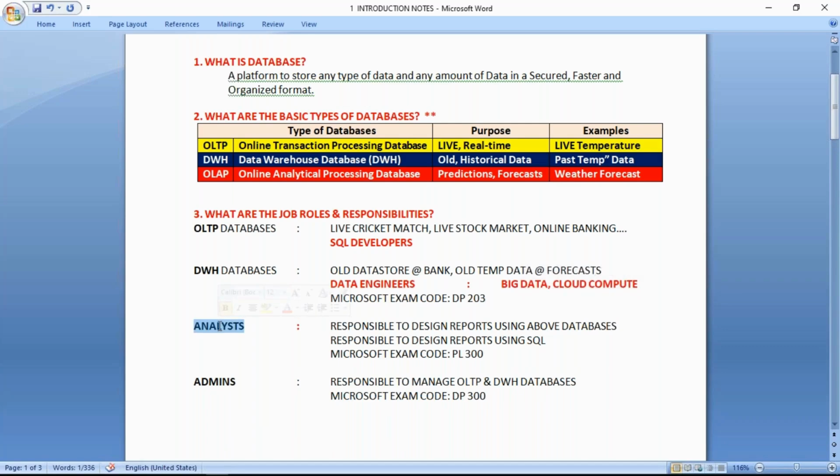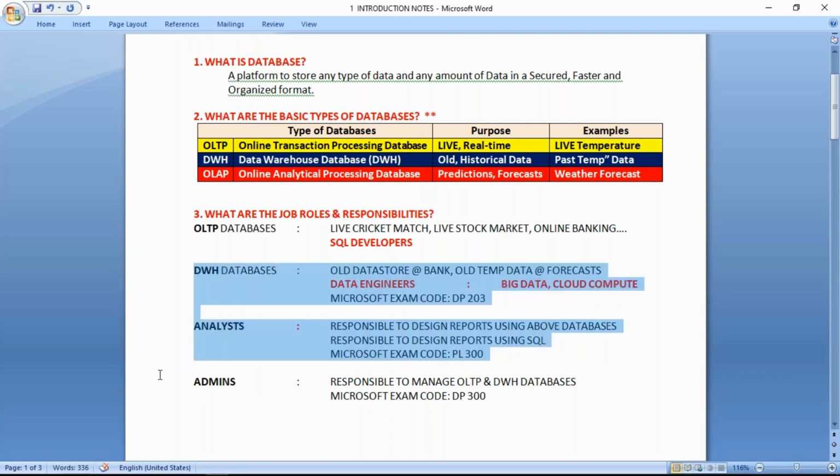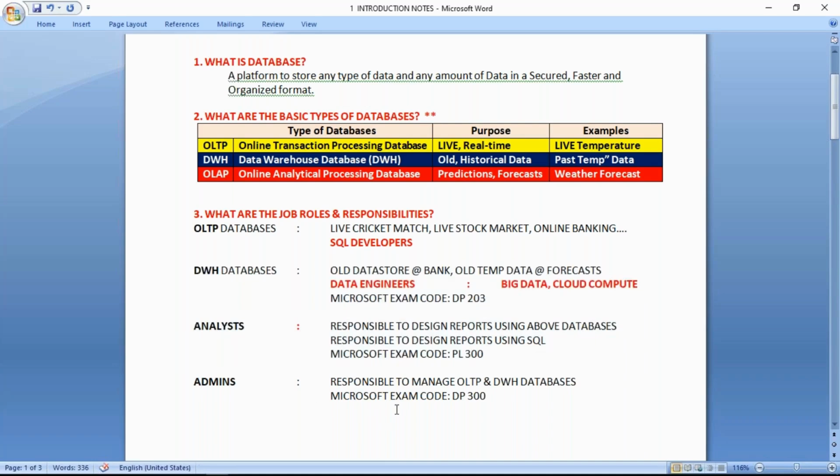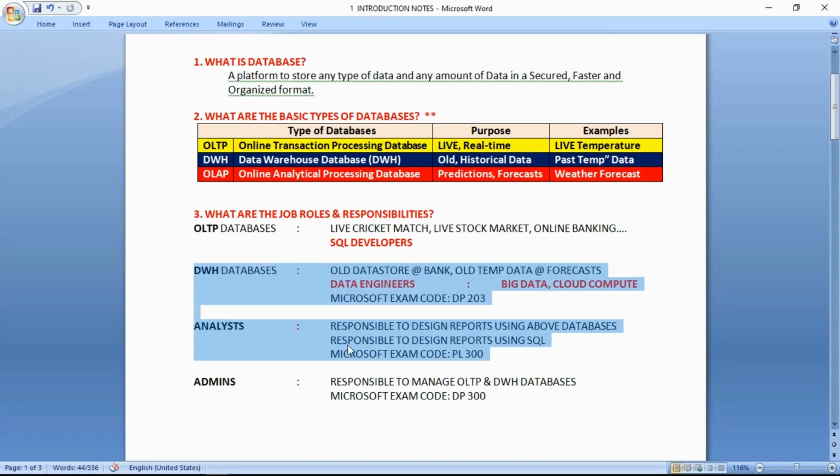Already decided in the process, continue, no change. But any of them would always work. First and last, slowly getting automated. For OLTP, there is no certification from Microsoft now. They removed it last month because of automation and AI. Next, with this information, what we are learning now, what is a database, types of databases, and for any project, we need these two.